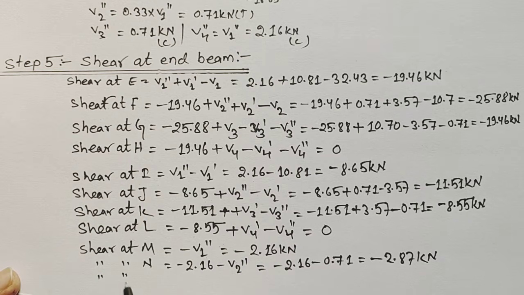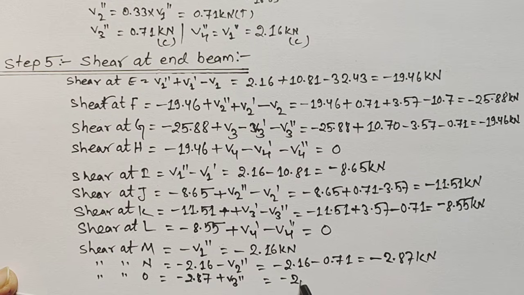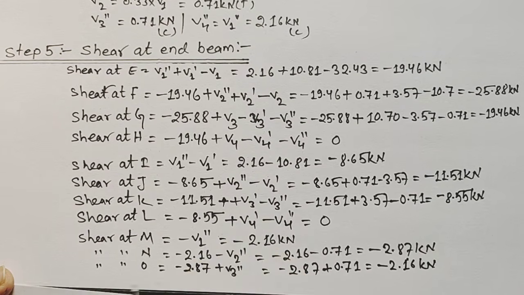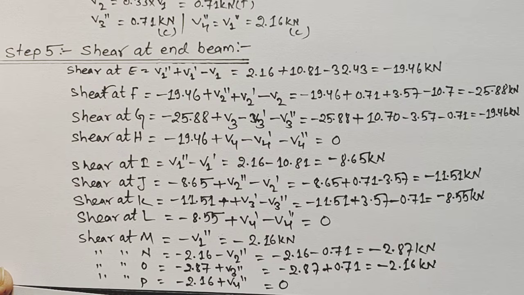Similarly, shear at O is equals to minus 2.87 and plus V3 double dash, so it will be equals to minus 2.87 plus 0.71 and we will get minus 2.16 kilonewton. Similarly, final value of the shear now, and that is shear at P equals to minus 2.16 plus V4 double dash, and it will be 0 kilonewton.